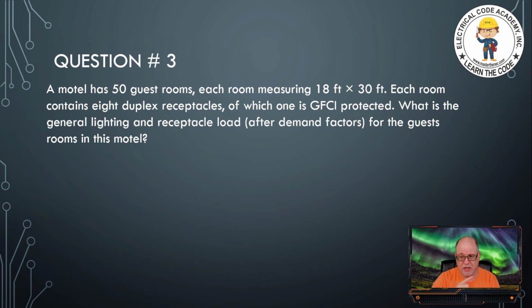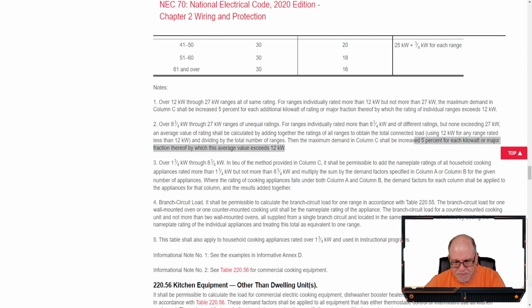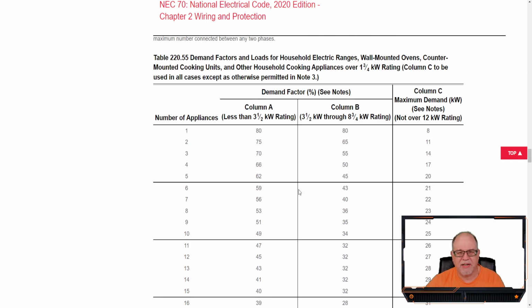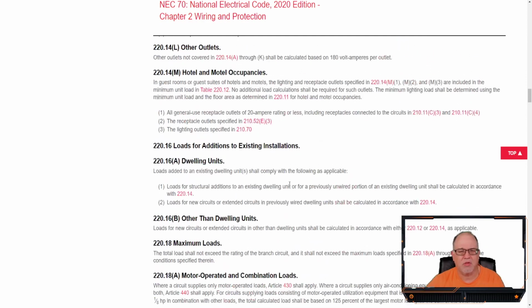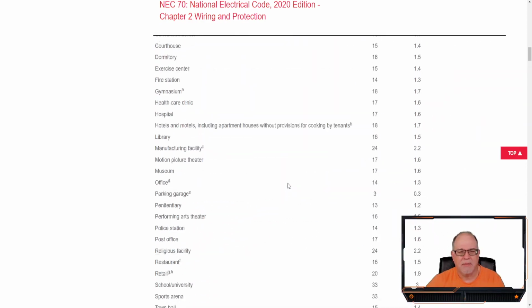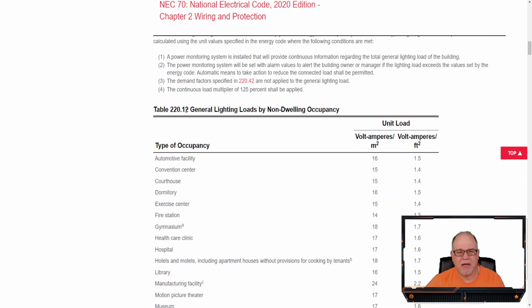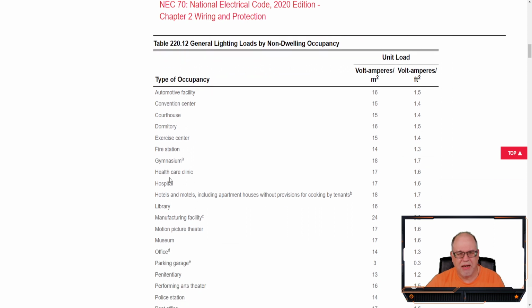Now we have to go look at the code and see what we have to do. So I'll take you over to the code. We are off of this part now, so we have to go back up to 220.12. And here are your general lighting loads for 220.12. We're looking at hotels and motels right here, so that tells me that our VA is 1.7.